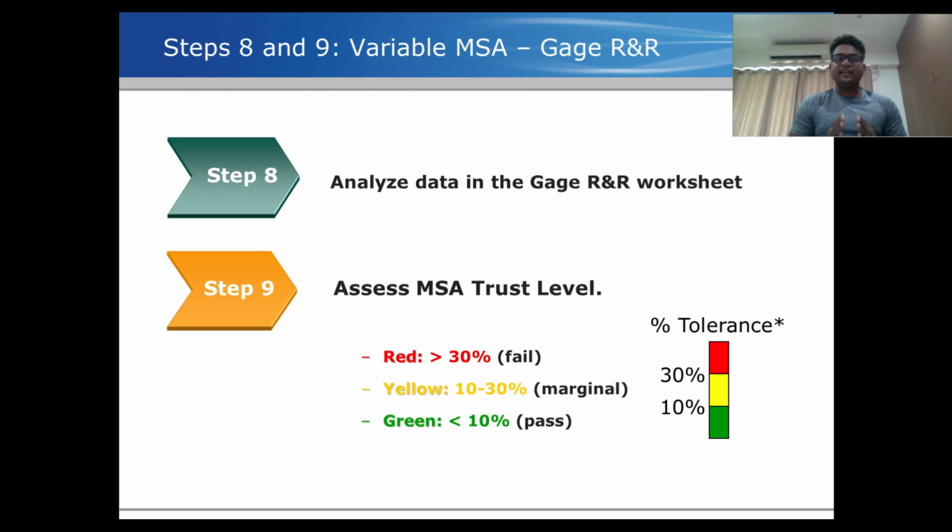How will you assess the trust level of your measurement system analysis? When your percentage GRR is greater than 30%, it means that it fails. When percentage GRR is 10 to 30%, it is marginal, means it is acceptable under some conditions. And third, when your GRR is less than 10%, it means that your system is acceptable.